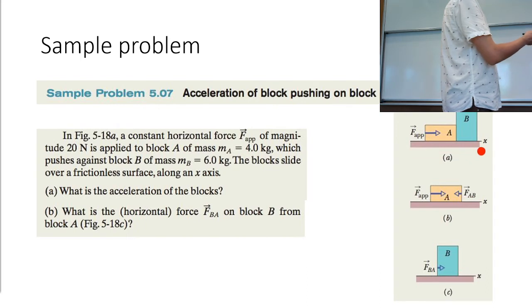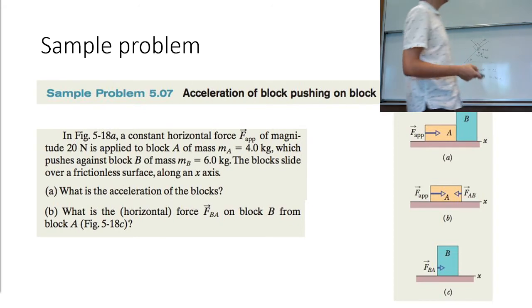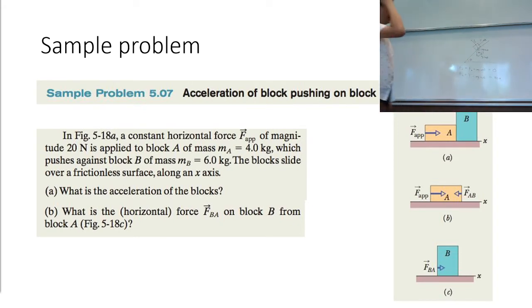So you can apply Newton's laws to block A alone, or block B alone, or maybe a combined system together. Right, so in this case, the first question is to ask what is the acceleration of the blocks. You've got the force applied, which is known. You also know the masses of each of the blocks, right? So this one is 20 newtons.